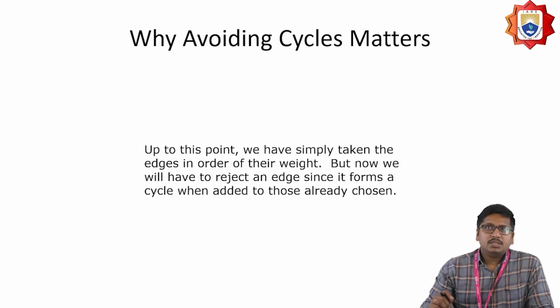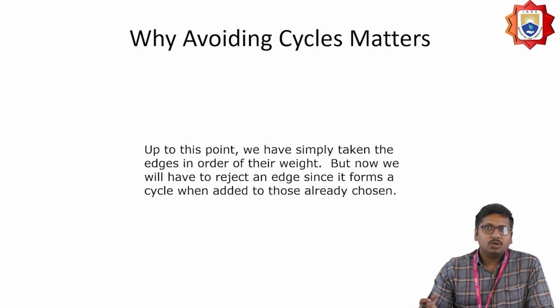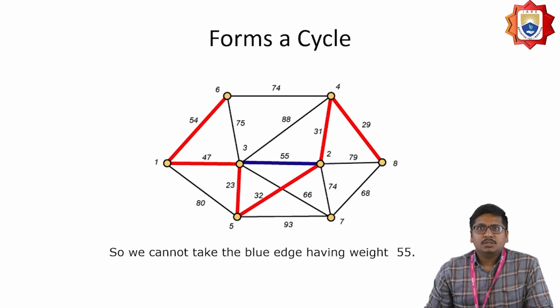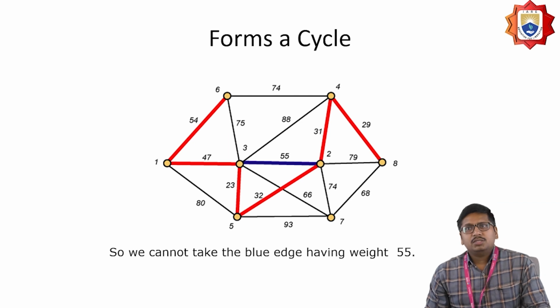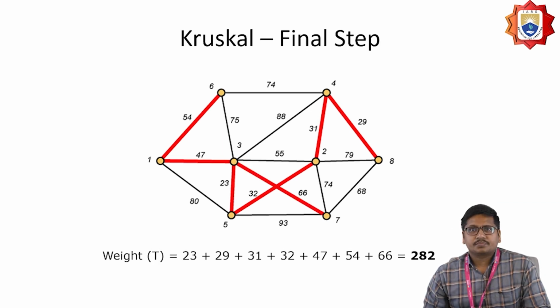So why does avoiding cycles matter? Up to this point we have simply been taking the edges in order of weight, but now we have to reject an edge since it is going to form the cycle. So 55 I'm going to consider. So it is going to form the cycle.